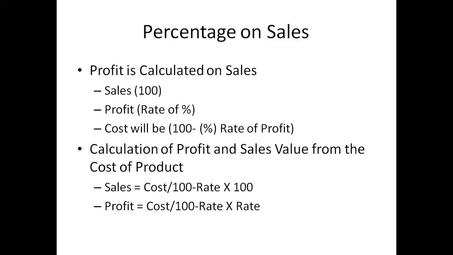From the cost of sales, if you want to know the sales, it is the cost amount divided by 100 minus the rate of profit given. Take for example 25% or 20%, then multiply with 100. If you multiply with 100, you will get the sales. If you multiply with the rate, that percentage, 20% or 25%, you will get the profit. These are points you have to remember.